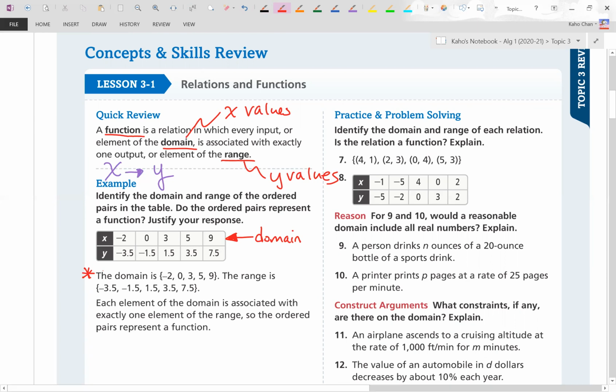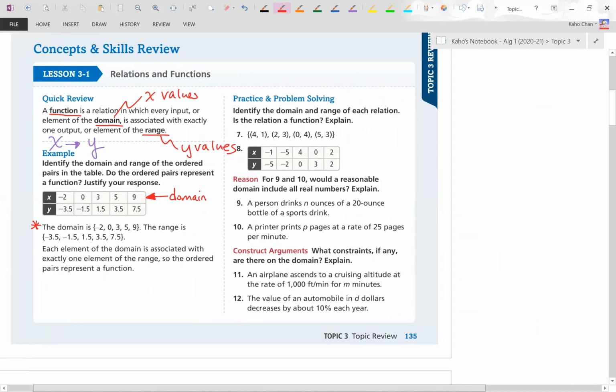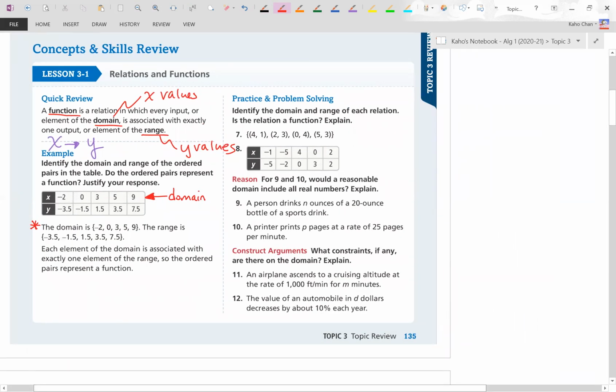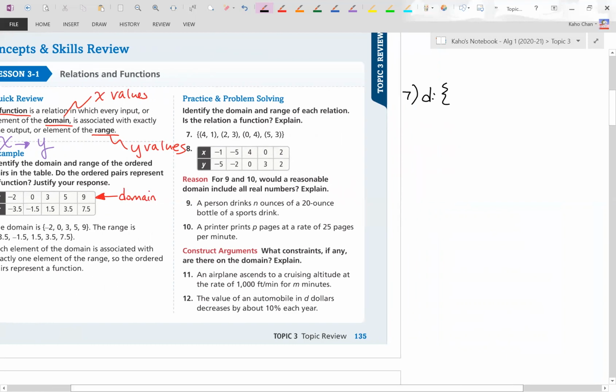Number 7. Not a lot of room here. You might need to get some scratch paper. I kind of zoomed out a little bit. I'm going to write to the right side of this review here. Identify the domain and range of each relation. Let's do number 7 first. I'm going to use set notation, with the curly braces. The domain are the first values of each pair. For number 7, the domain is 4, 2, 0, 5.